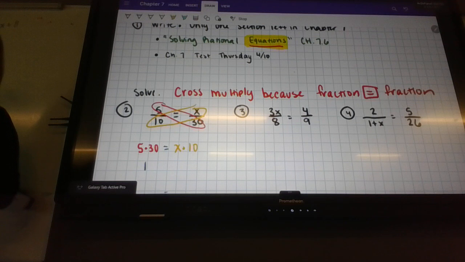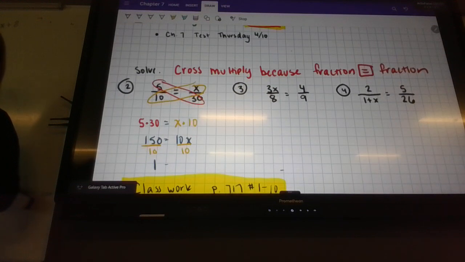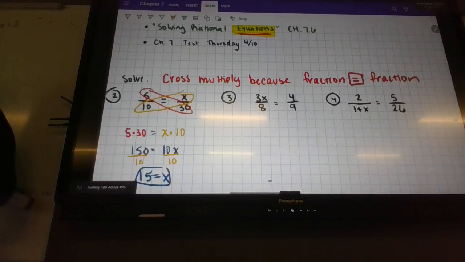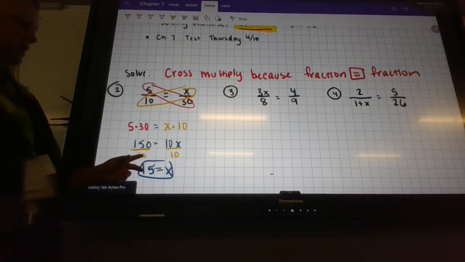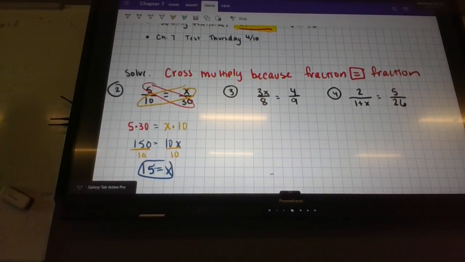So this would be 150 equals 10x. Divide by 10. And 15 equals x. And the other two have fraction answers, so if you're not getting a simple reduction like that, that's fine. It's fraction answers. We'll go ahead and wait and see what you get. Go cross multiplication.